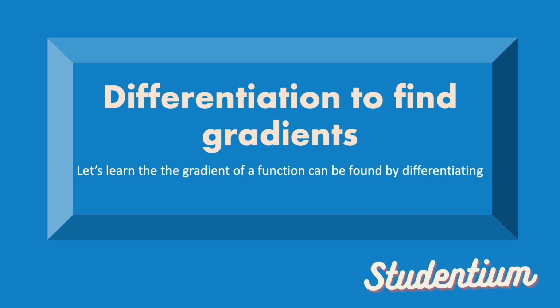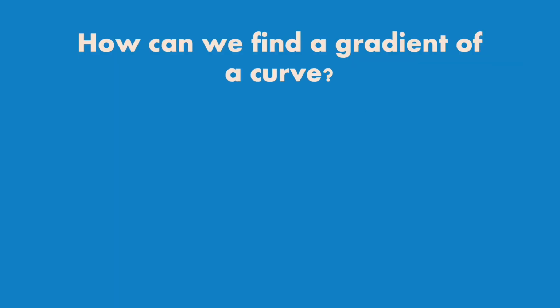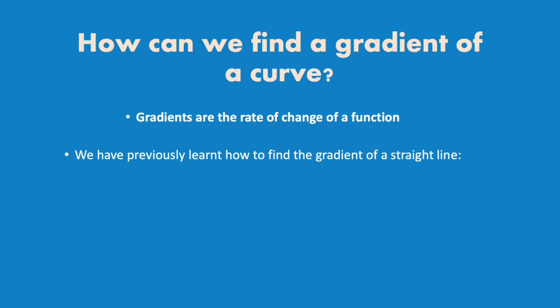All right then, let's dive right into this. Okay, so how do we find the gradient of a curve? Basically, the answer is we differentiate it, because don't forget that the gradient is simply a rate of change. And how do we work out what those things are?